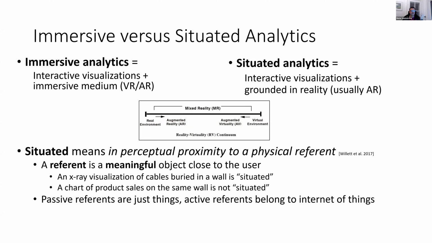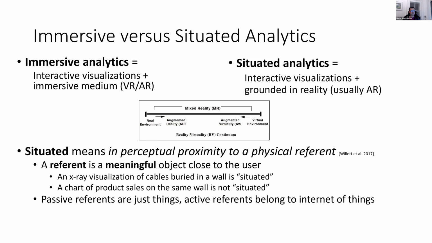means in perceptual proximity to a physical referent. And this notion of a referent is really important here, because that's something we don't have in VR or in immersive analytics, right? A referent is a meaningful physical object which is somehow perceptually close to the user. So if you look at an X-ray visualization in augmented reality of cables buried in a wall, showing you where to drill, then we should call that situated.